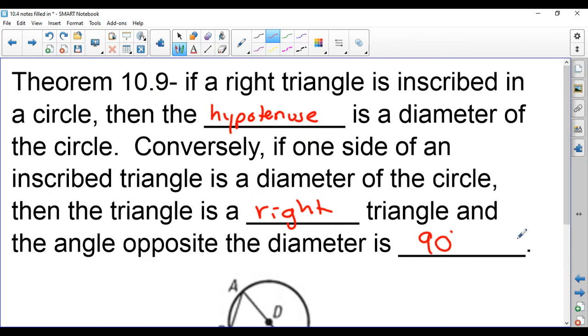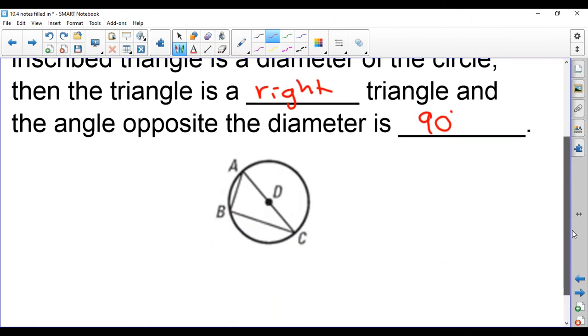Another theorem. If a right triangle is inscribed in a circle, then the hypotenuse is the diameter of the circle. Conversely, if one side of an inscribed triangle is the diameter of the circle, then the triangle must be a right triangle and the angle opposite the diameter is 90. This comes from the inscribed angle theorem.